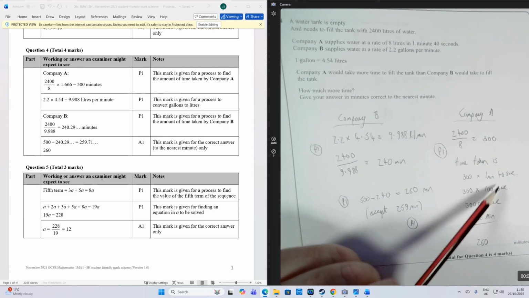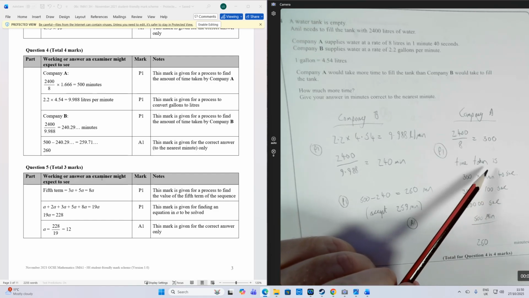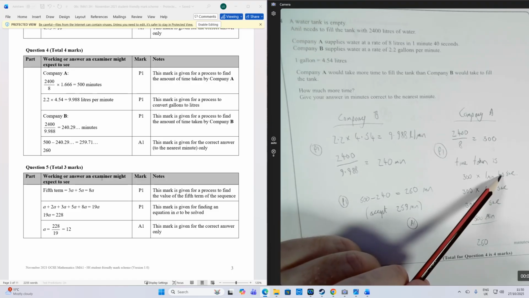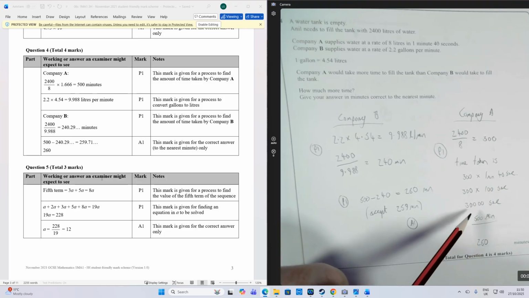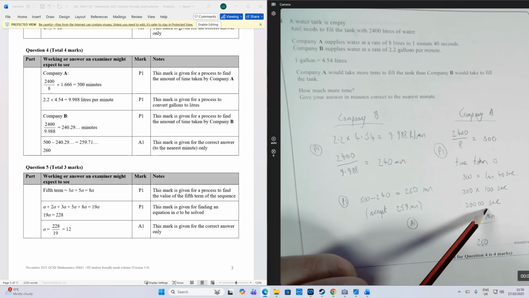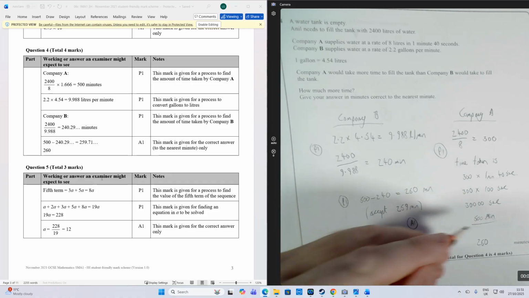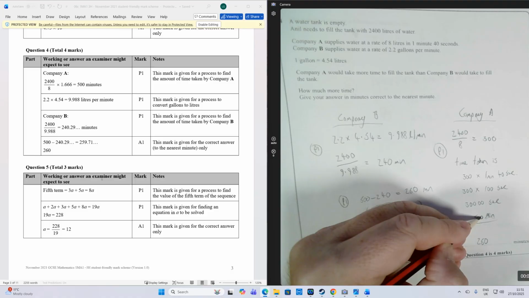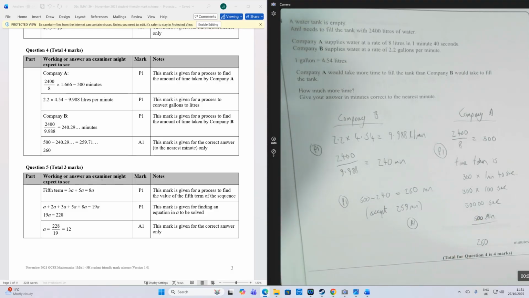1 minute 40 is 100 seconds because it is 60 seconds add 40 seconds. So therefore the total time is 300 times 100, which is going to be this number of seconds, so 30,000 seconds. We then divide that by 60 to change it into minutes, and that's going to take 500 minutes for Water Company A to fill the tank.